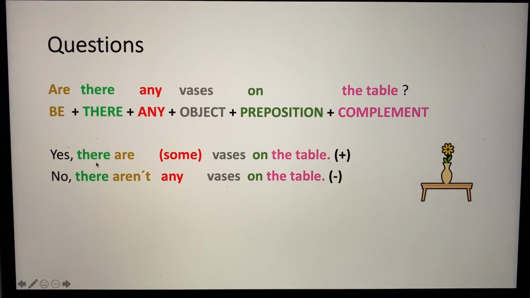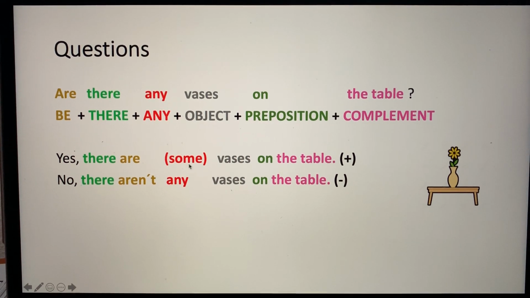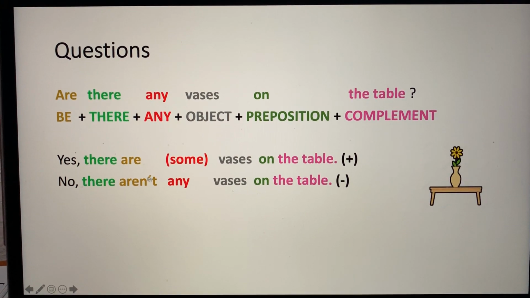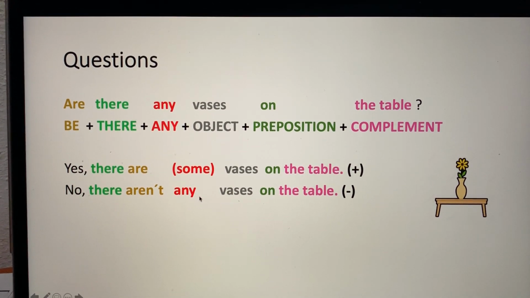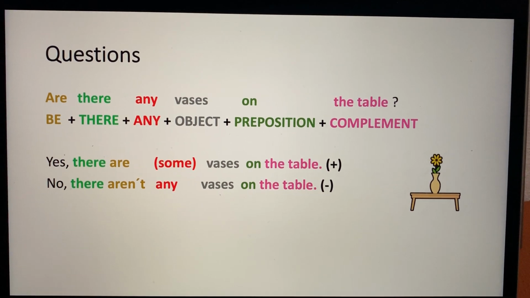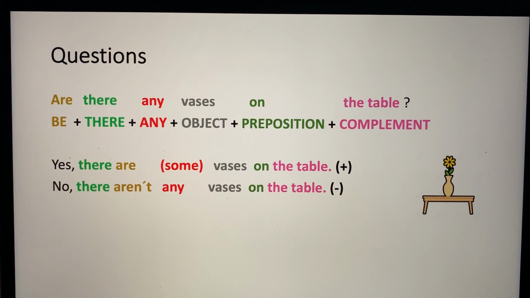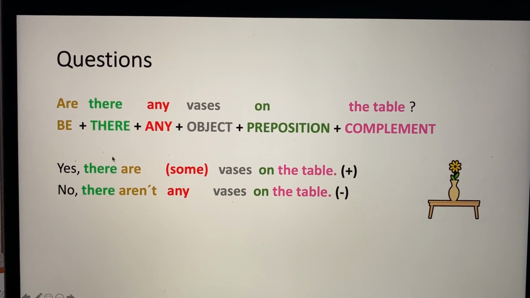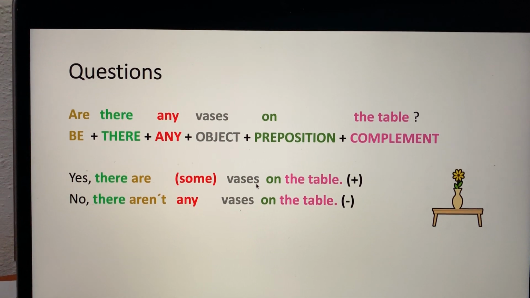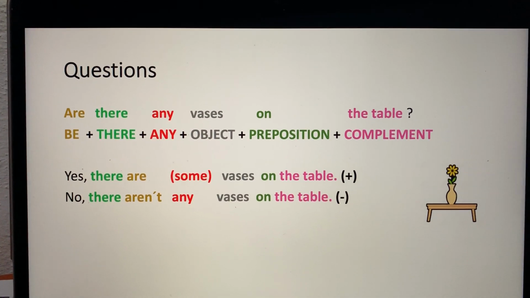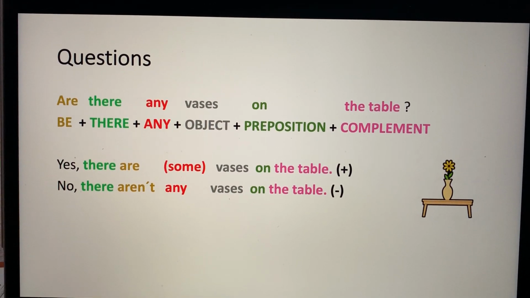And then the answer, yes, there are some vases on the table. If it's negative, no, there aren't any vases on the table. Any because it's negative. Here we can specify, instead of saying there are some vases, we can say, well, yes, there are 2 vases on the table, or there are 3 vases on the table. It depends.